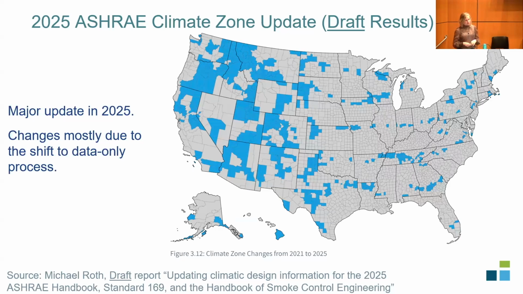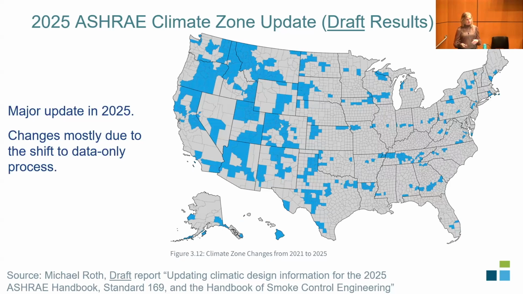We're about to release a major update to the assignments, and this is a chart of all the counties in the US that will get a new assignment in this release. I do want to emphasize that some of these changes are because the climate is changing. Some of it is because we're actually changing the way that we're doing the data. It used to be that there was some expert opinion in assignments for things like the moisture zone, but now it's completely data-driven.